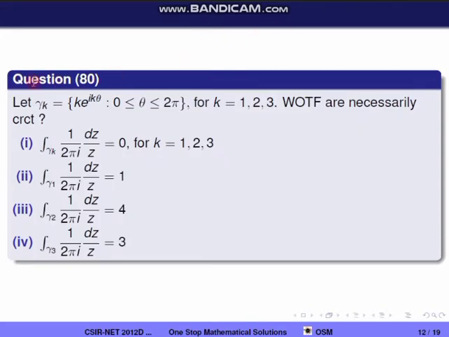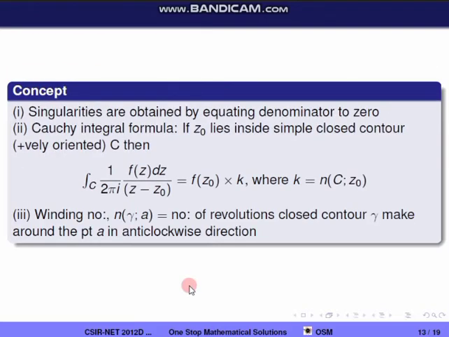Next question, question 80. Let gamma k is equal to set of all k e power ik theta such that 0 less than or equal to theta less than or equal to 2 pi for k is equal to 1, 2, 3. Which of the following are necessarily correct? So we are given a curve here. We have to find which of the integral value is correct. So we will look into the concepts used.